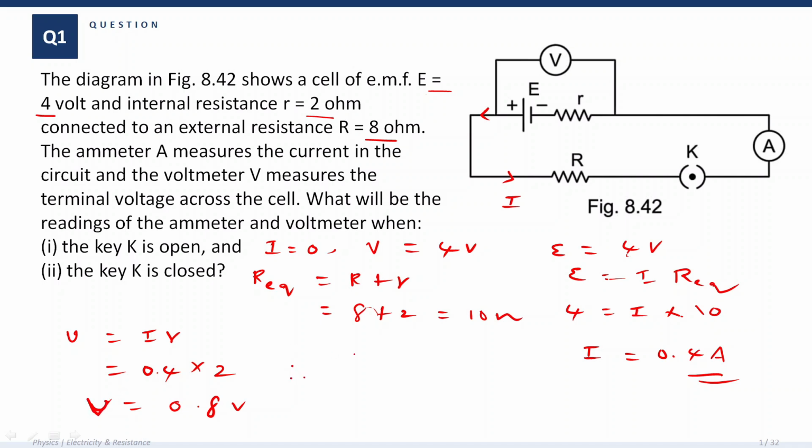Therefore, electromotive force equal to terminal voltage plus voltage drop. Then V equal to epsilon minus small v. That implies V equal to 4 minus 0.8 equal to 3.2 volt. This is the terminal voltage when the circuit is closed.